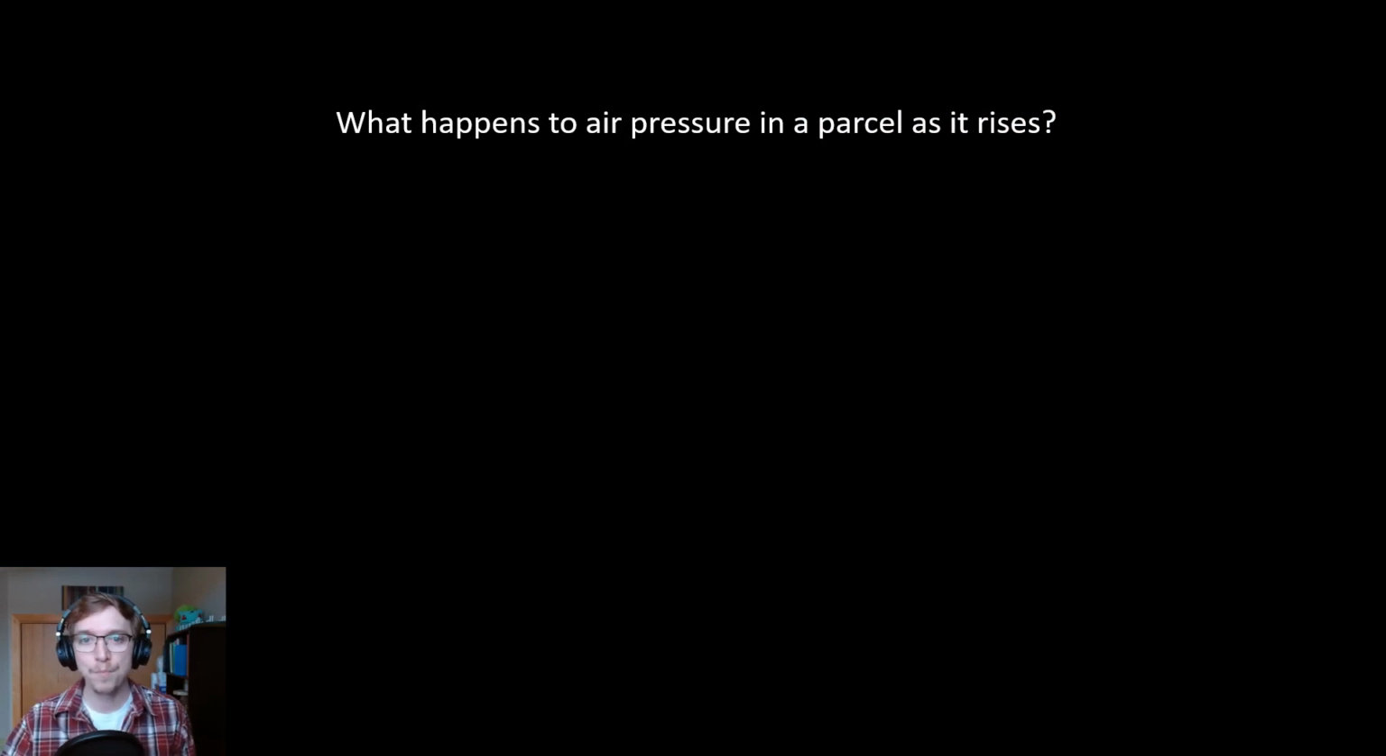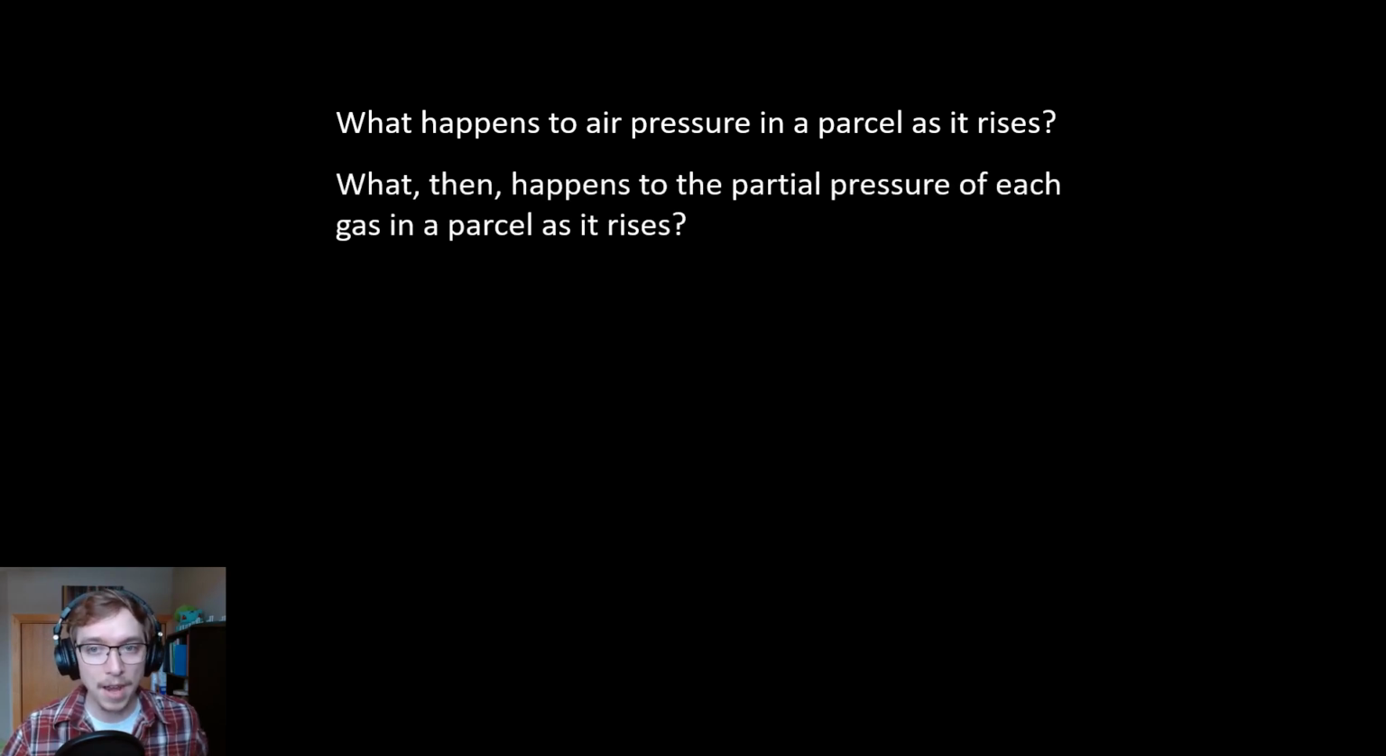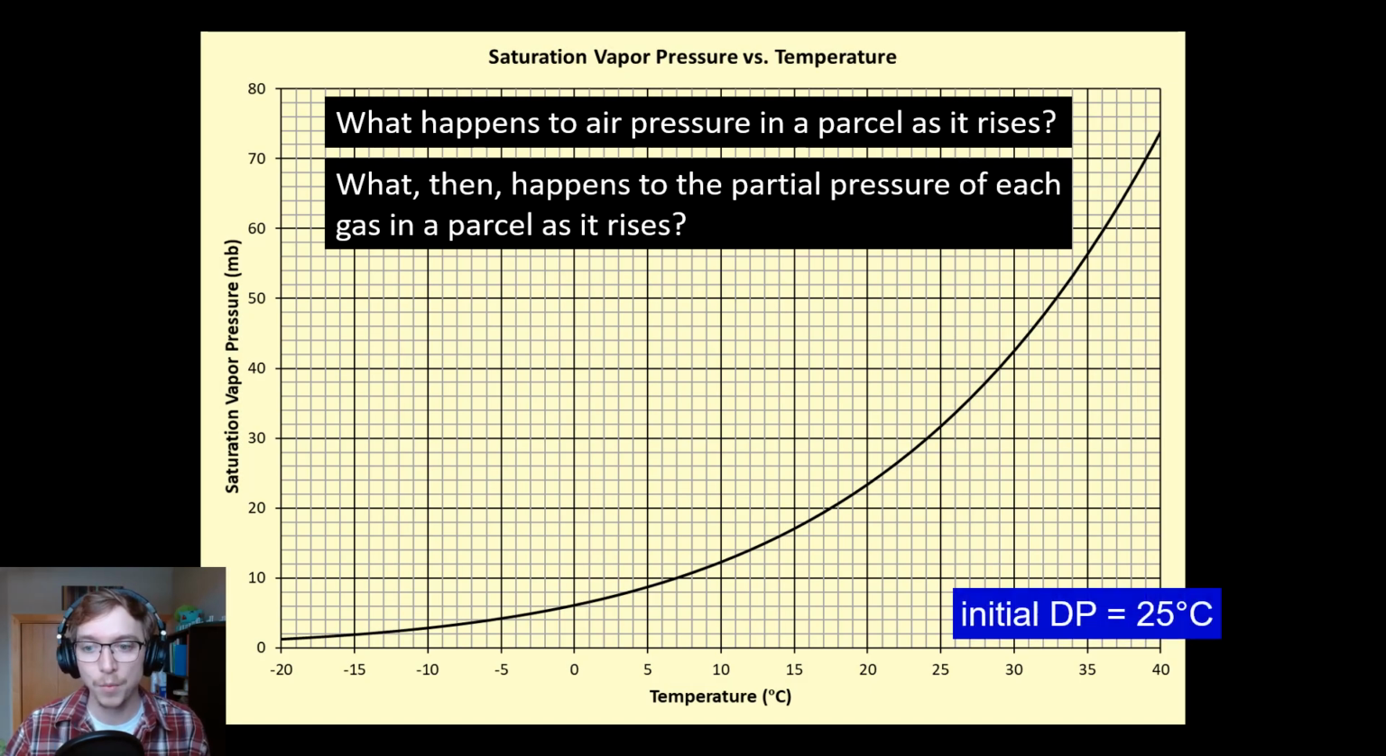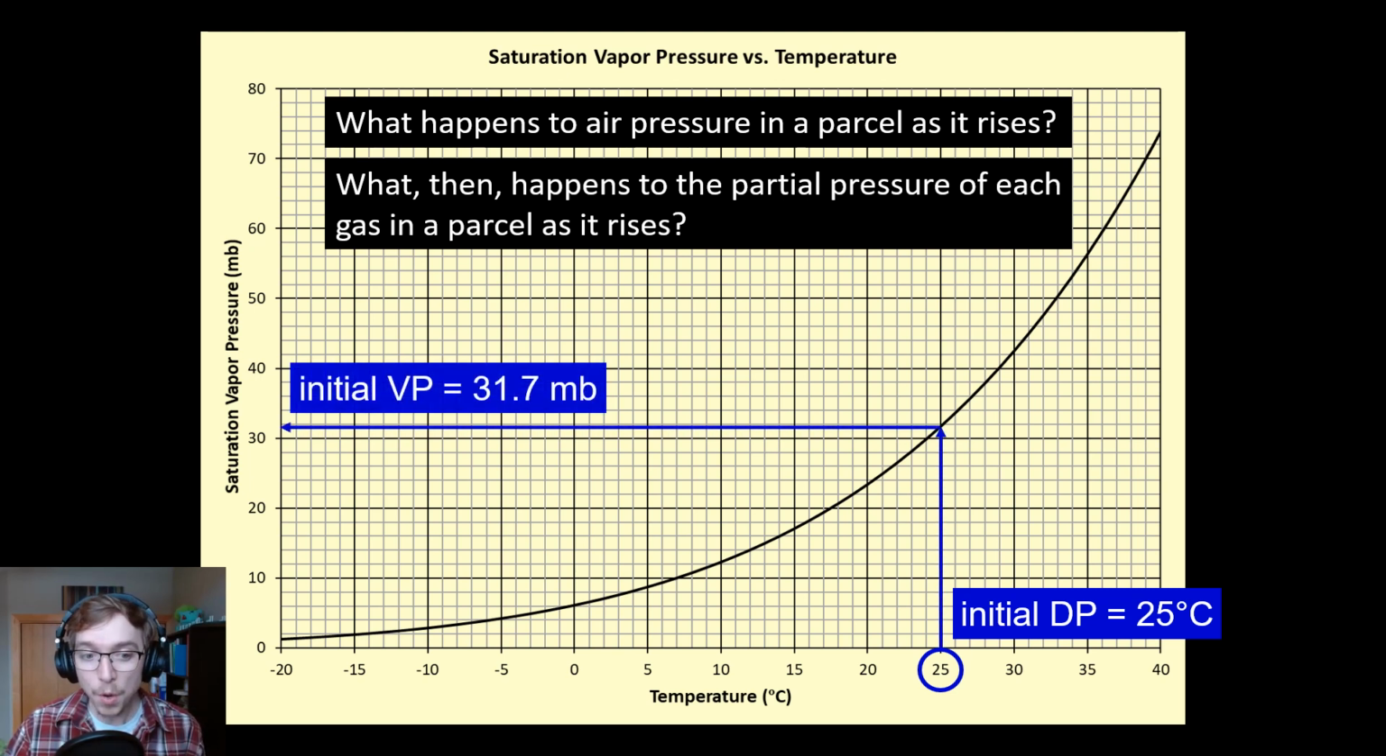So let's look at here. We ask the question, what happens to air pressure in a parcel as it rises? Well, it decreases, right? What then happens to the partial pressure of each gas in a parcel as it rises? So if we look at our initial dew point of 25 degrees Celsius, if we know that our pressure is changing, that air parcel is expanding, that dew point's going to have to change as well.